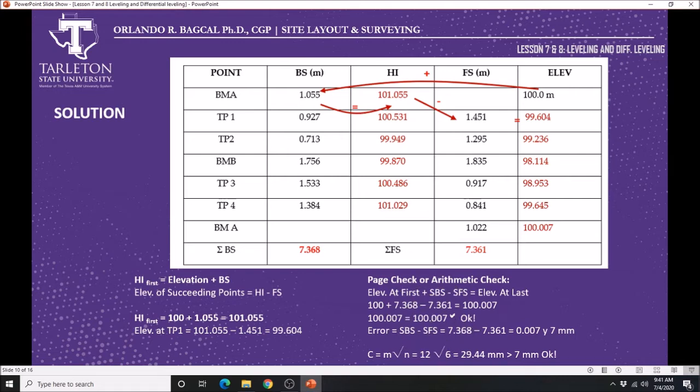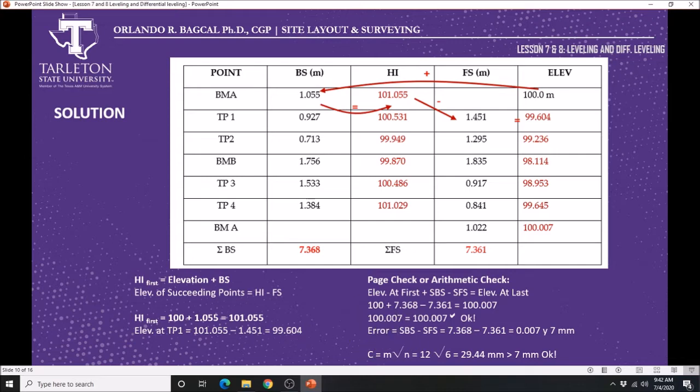But one thing that I want you to notice, because we started at the same point and we end at the same point, they should be the same number. It should be the same, right? 100 meter. However, you will notice that there is a difference between the two. And the difference between the two is what we call the error.